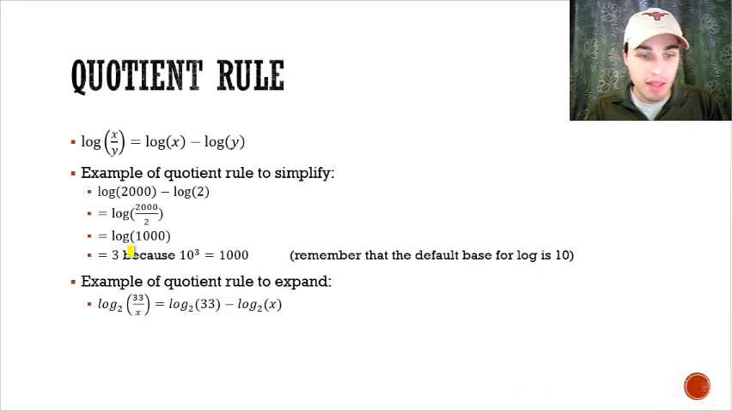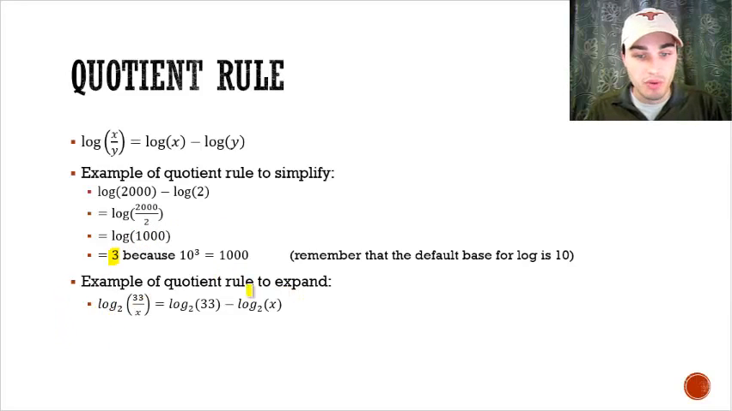because remember that the default base for log is 10. It means if you don't see that tiny little number, like this one down here, like that's log base 2, you don't see that right here. The default base is 10, so 10 raised to the third power is 1,000. Therefore, log of 1,000 is 3, because that's the exponent that it takes to get from 10 to 1,000.